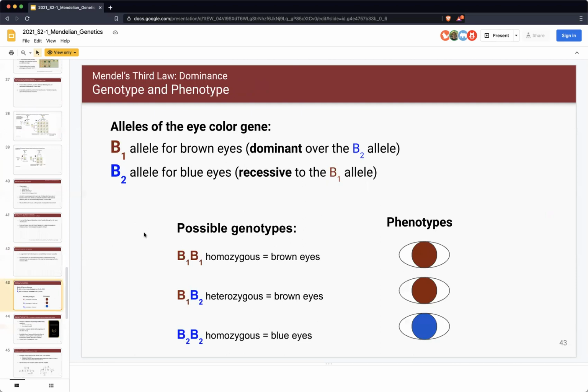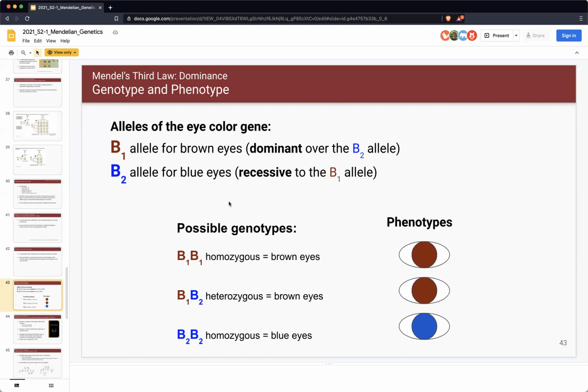Okay, so thinking about this dominance layer, we had to come up with some important terminologies like genotype and phenotype, right? Genotype is the combination of the two Mendelian factors. So in this context, we have two alleles. One is the B1 allele for brown eyes. The B1 allele is dominant over the B2 allele. And the B2 allele is for blue eyes, and this is recessive to the B1 allele, right?